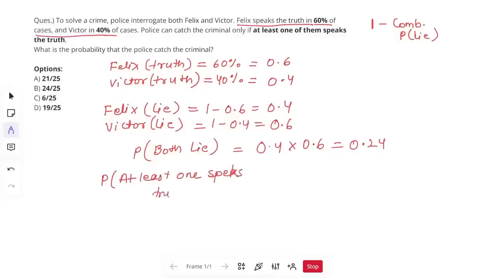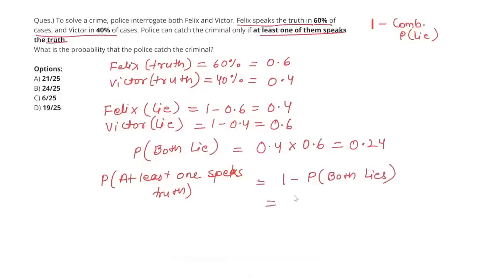If you see in the question, at least one of them speaks the truth. So the probability that one of them speaks the truth is 1 minus the probability of both lying. If we remove the probability of both lying out of 1, we will have only the probability of at least one of them speaking the truth. So 1 minus the probability of both of them lying, 0.24. This is going to give us 0.76.